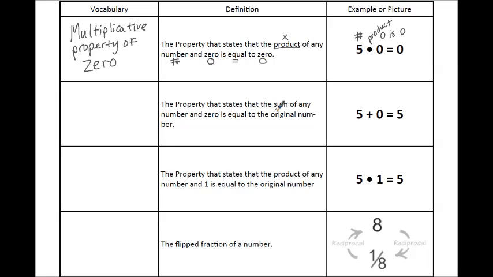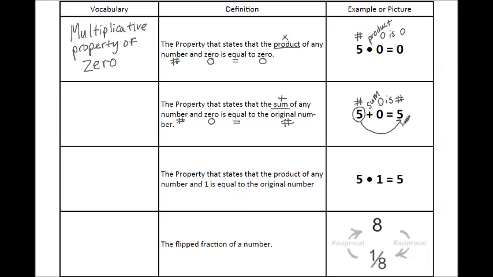The property that states that the sum, which means addition, of any number and 0 is going to be equal to that original number. So if I add a number and 0, it's going to be that same number. So the sum is coming from that addition sign. So sum is going to be the answer to that addition problem. And if I have a number and 0 that I'm adding, the sum or the answer is going to be the original number.